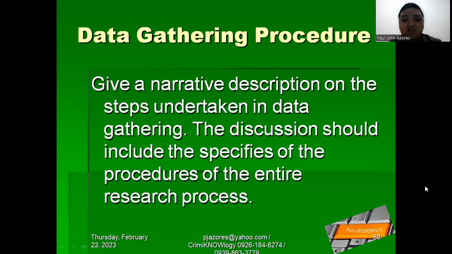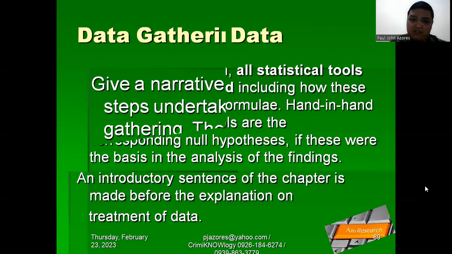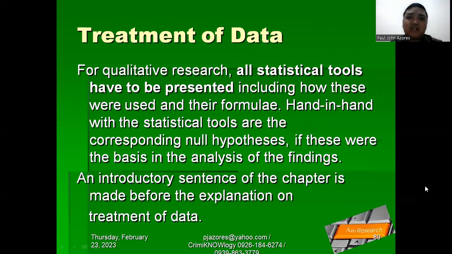Then you need to discuss the procedure of the entire research process. Now, the data that was gathered must undergo the treatment of data. For quantitative research, all statistical tools have to be presented, including how these were used and their formulae. Hand in hand with the statistical tools are the corresponding null hypotheses, if this were the basis in the analysis of the findings. An introductory sentence of the chapter is made before the explanation on the treatment of data.